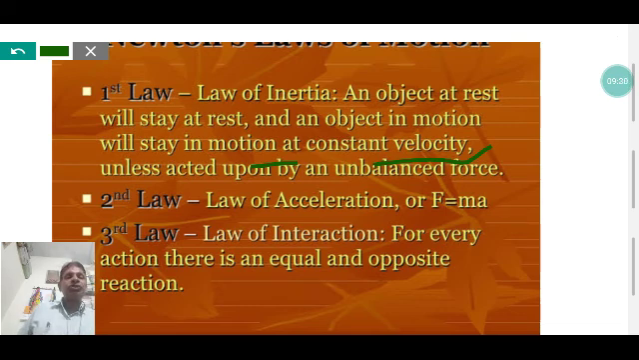When two bodies come together and a contact force is applied on another body, it is measured by the third law of motion. For every action, there is an equal and opposite reaction. That is the third law of motion. That will be discussed in the next video, but the first law of motion and second law of motion are discussed in this video.